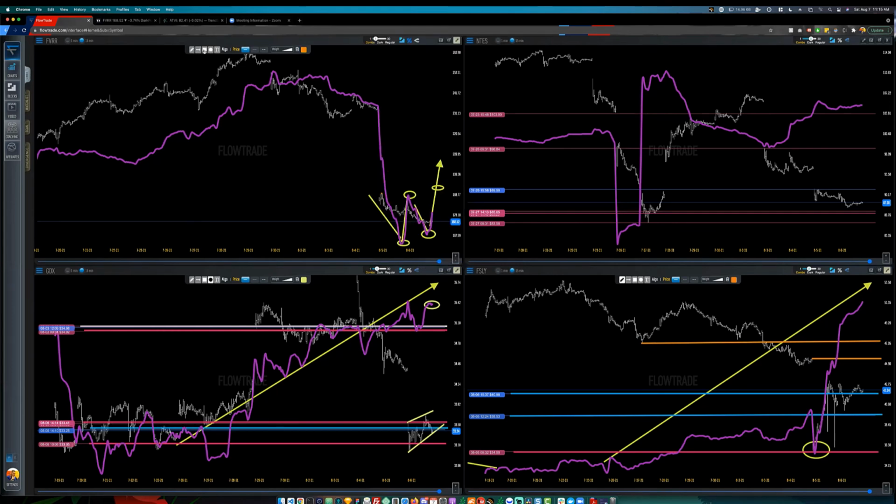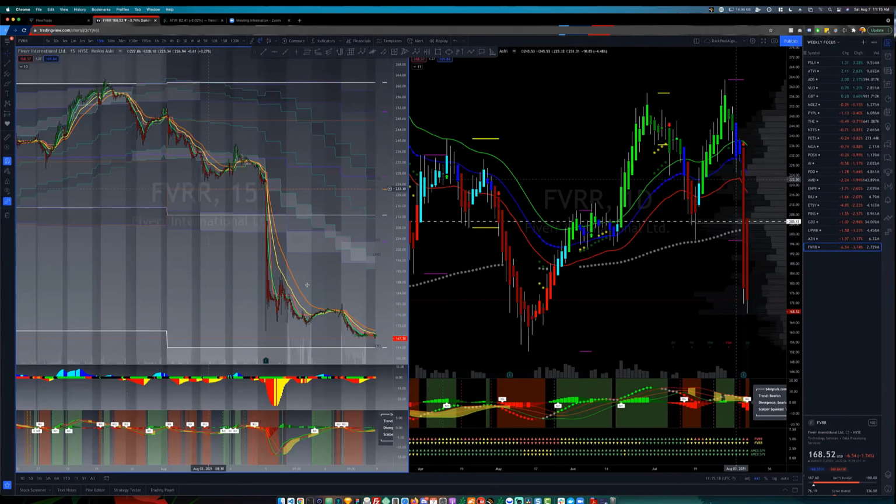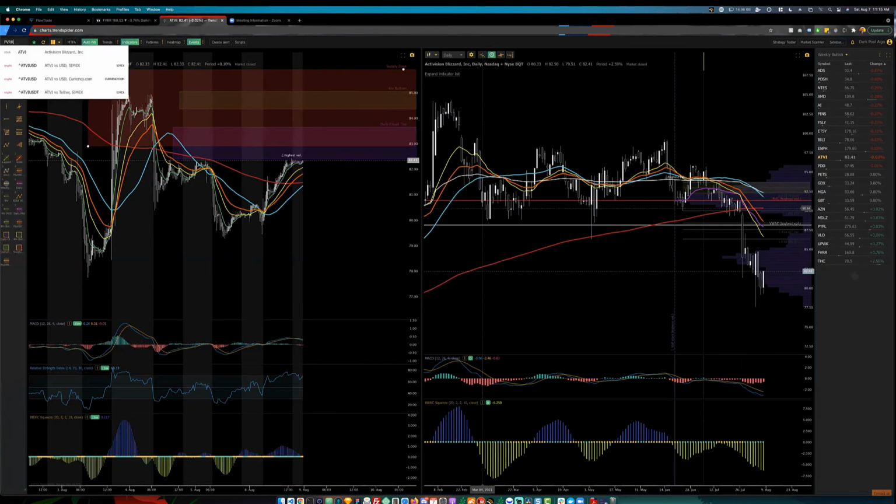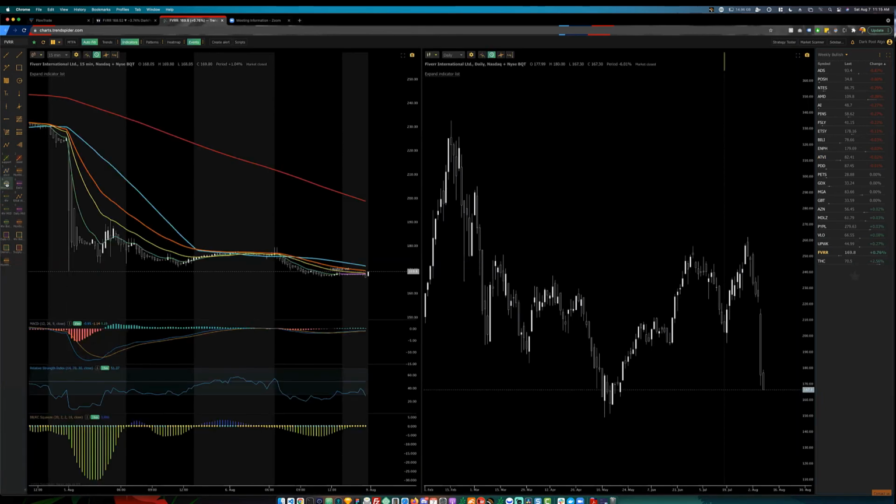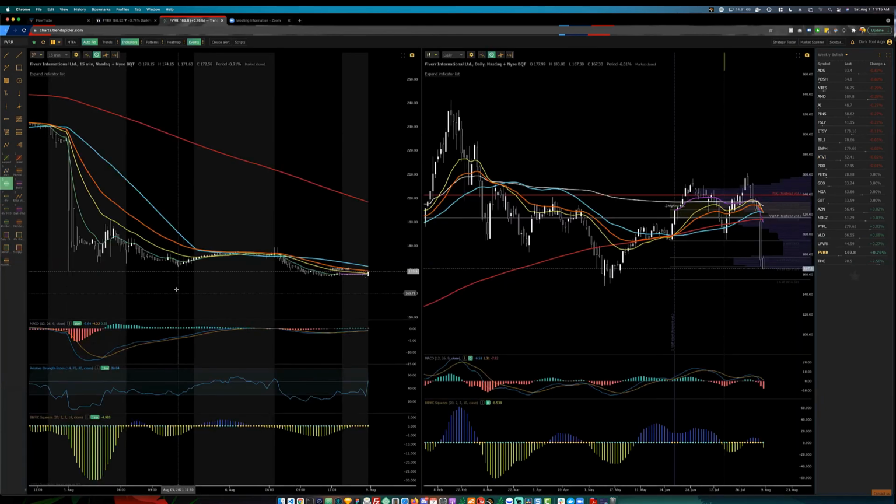Whoa, wrong tool. We've got a gap to fill. So let's just check it out. Fiverr. So even if we do use the weekly bottom, $163.86. So even if we do come down, how is this a weekly mid? Let's make it weekly bottom.